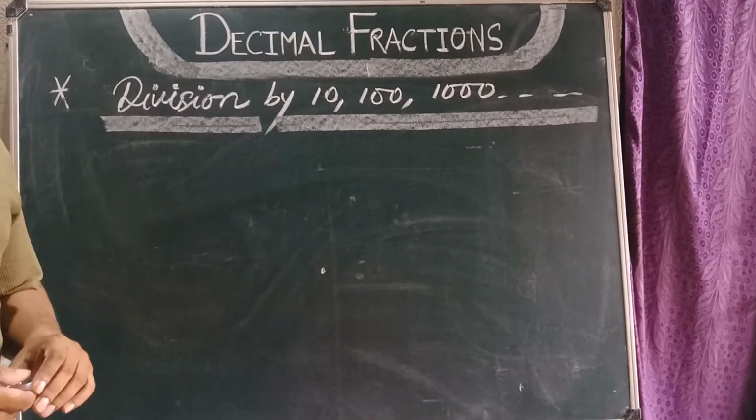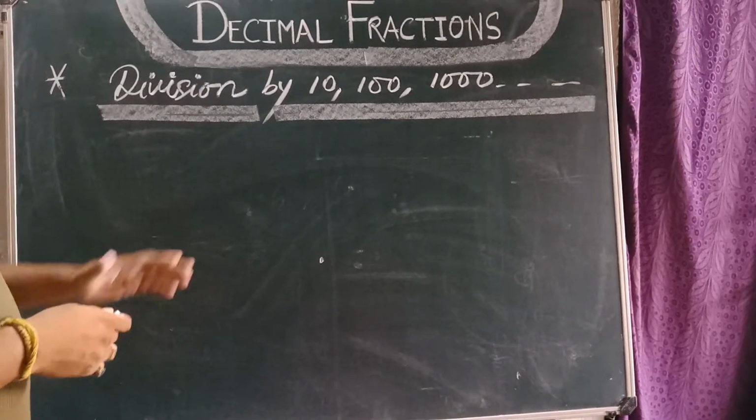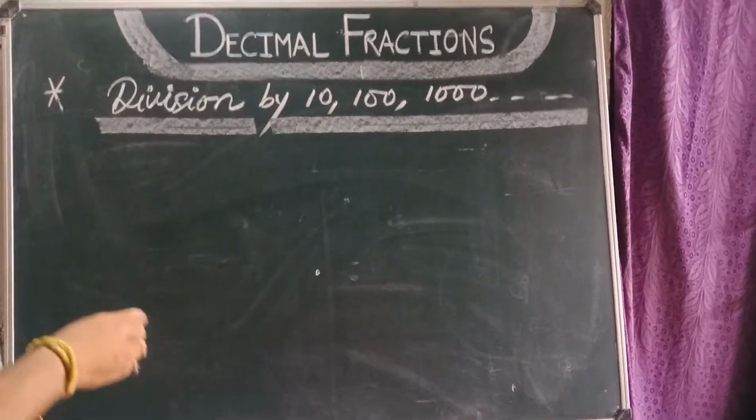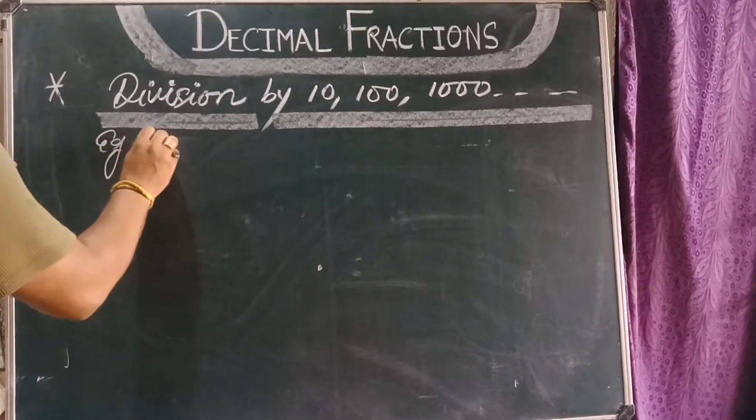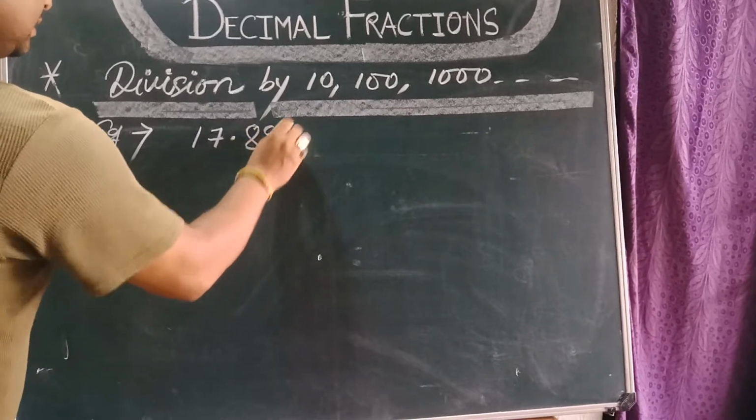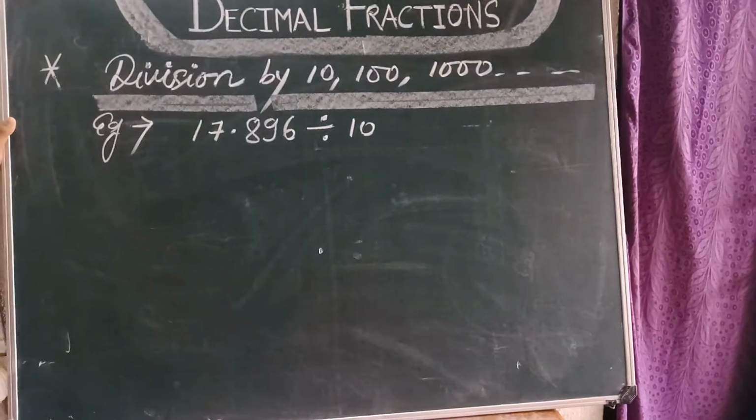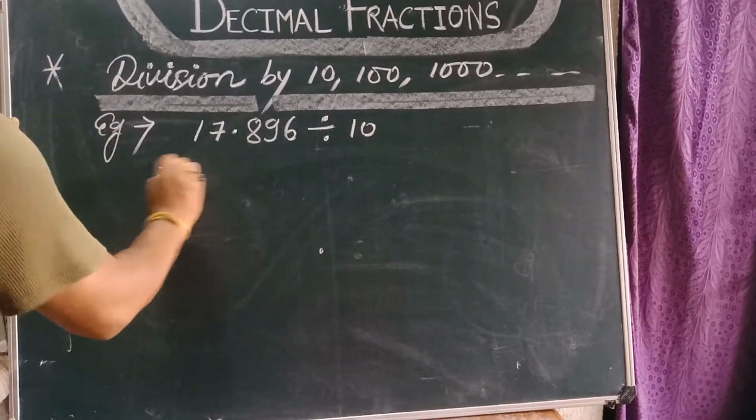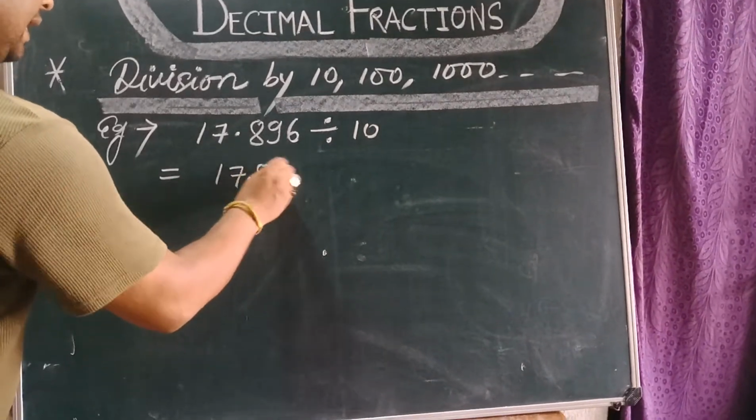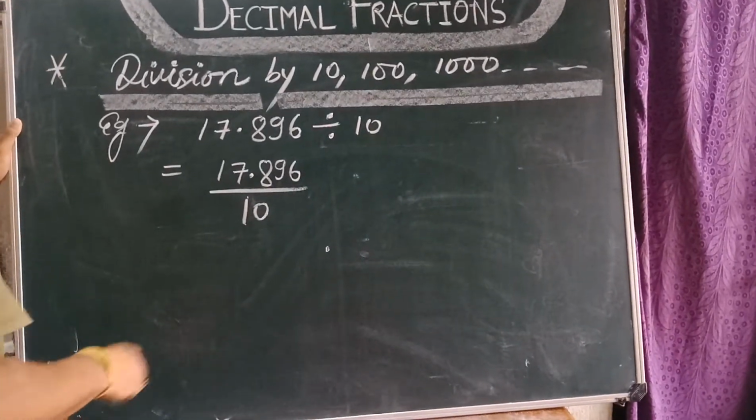So now we are going to do the division of decimals with the same process as we did for multiplication. So first we take the numbers 10, 100, 1000. Examples we can take like this. Suppose we have a decimal 17.896 and we have to divide it by 10. Okay students? So we can write it this way, 17.896 divided by 10. It's very simple.